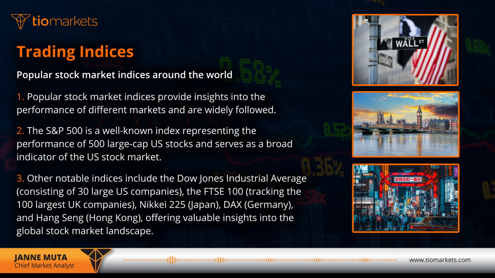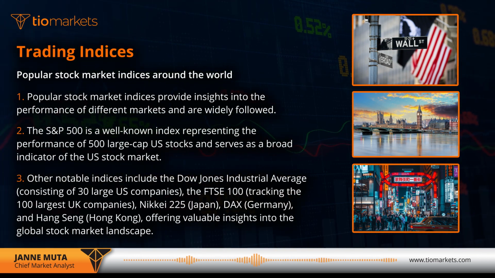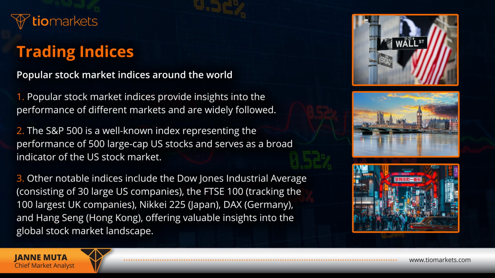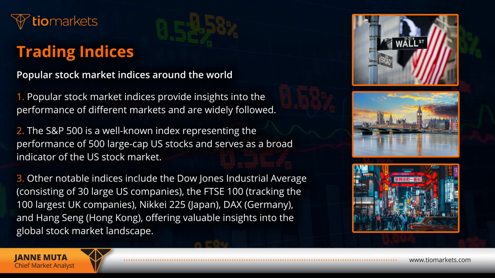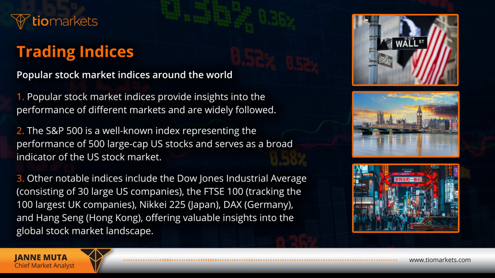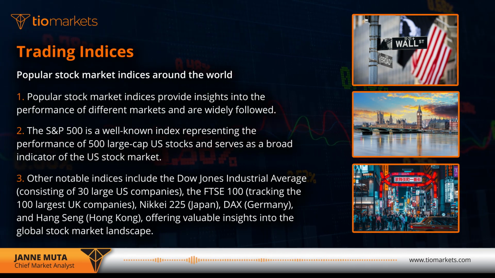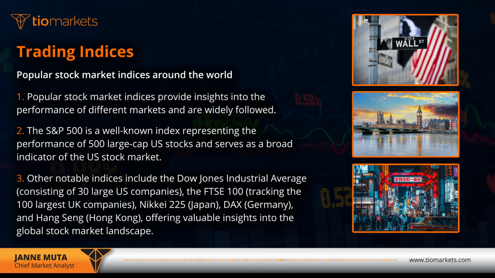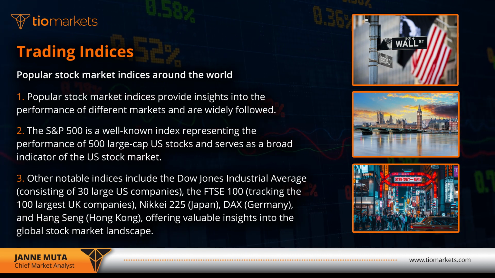The S&P 500, for instance, is probably the most well-known index in the world. It represents the performance of 500 large cap US stocks and it serves as a broad market indicator. Then there are other indices like the Dow Jones Industrial Average. In this basket you have 30 large US companies.